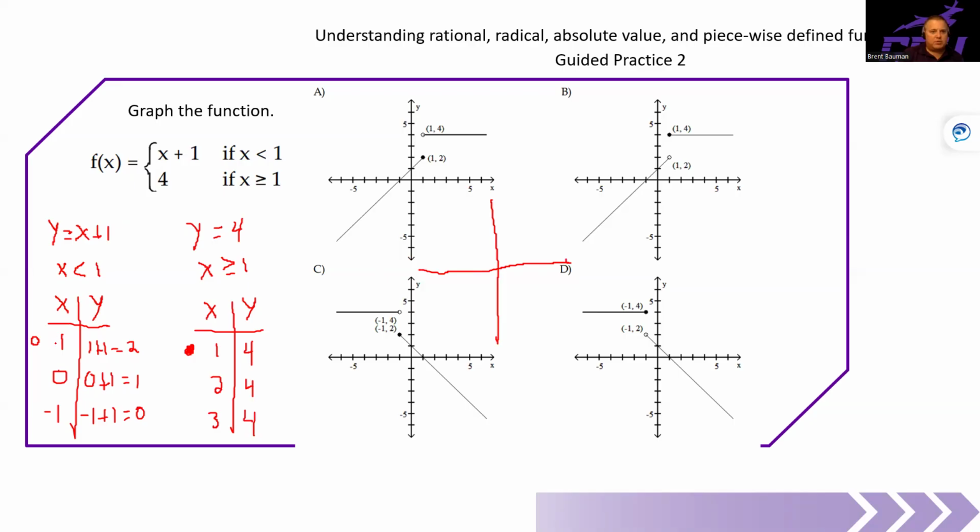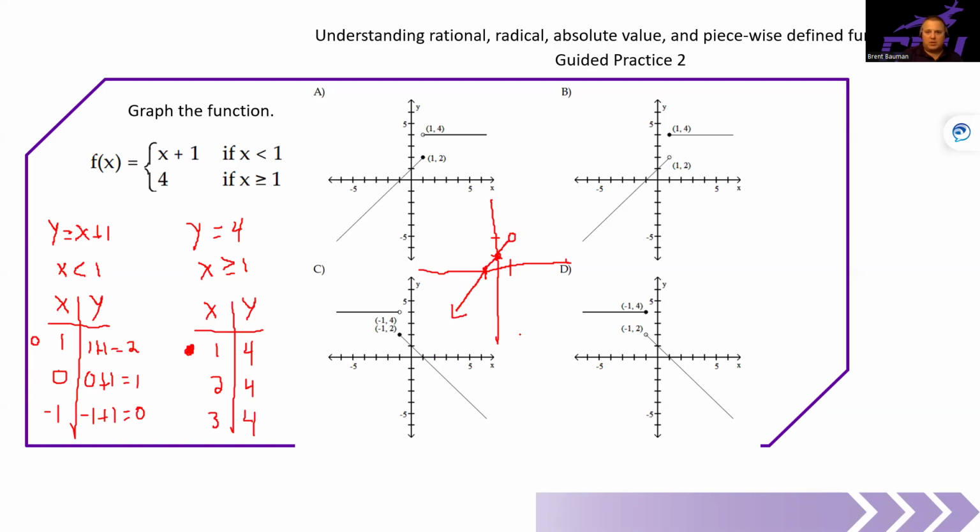So on our first one, we have the point 1, 2. So we're going over 1, up 2. And at this point, we need an open circle, because it's the less than. And then at 0, 1, we have a closed circle. And at -1, 0, we have a closed circle. So we're working with less than. Okay, so there's our first one.